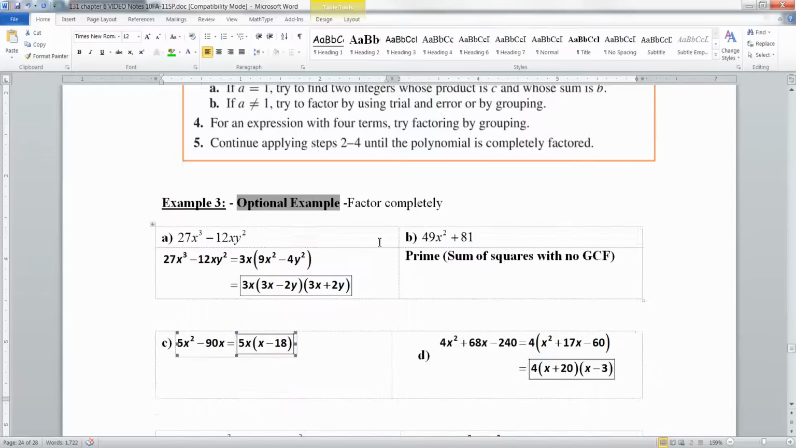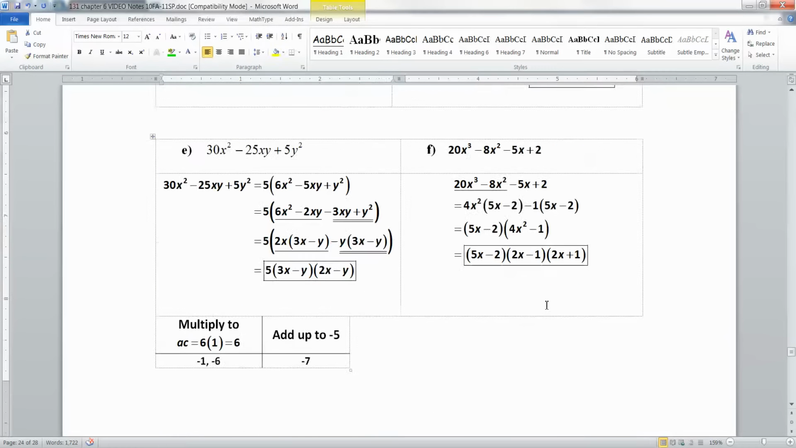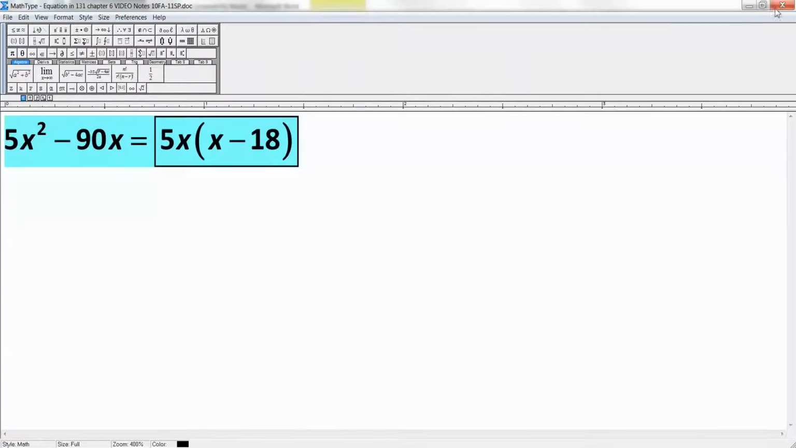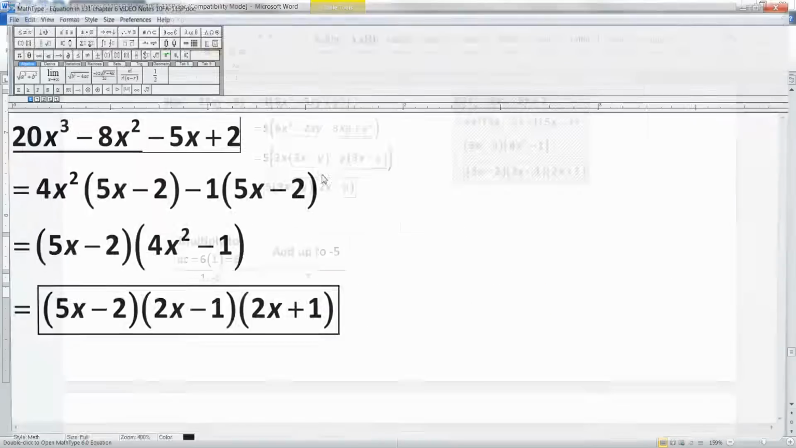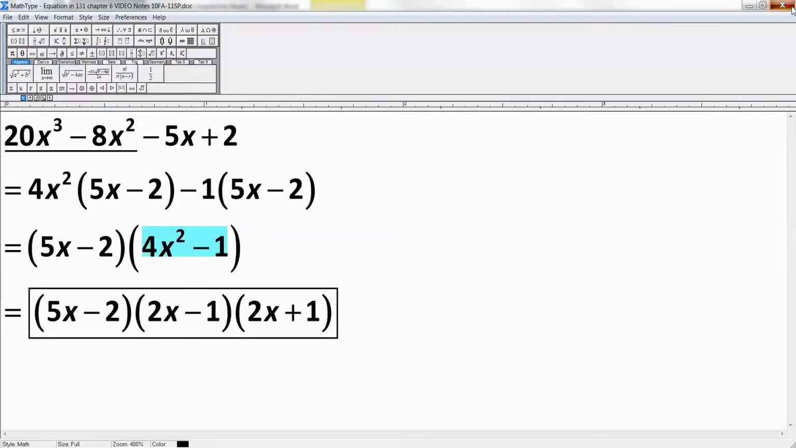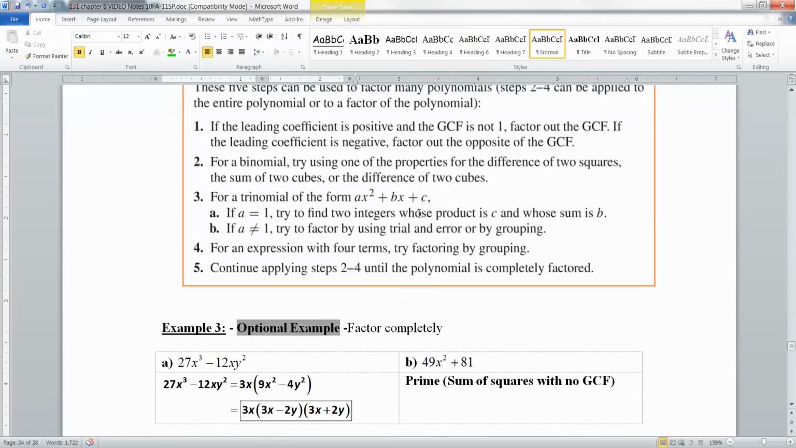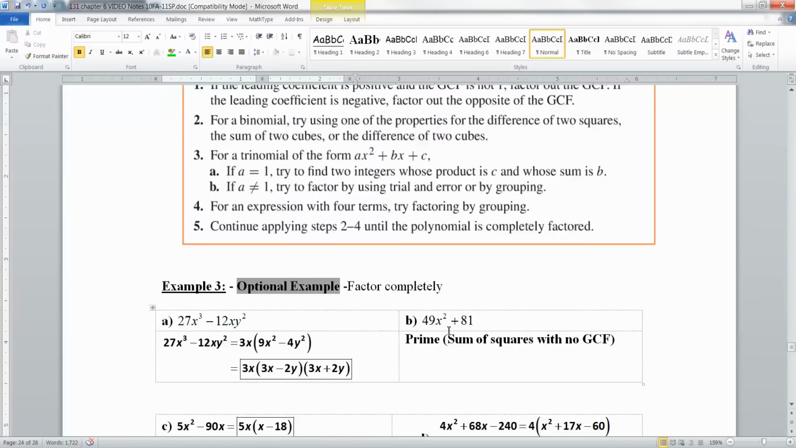Step 2, if it's a binomial like these 2 were, or like this one was right here, this was a binomial, but it ended up being even easier than a binomial, or like this one right here with the 4x squared, that's a binomial, then you have to do either sum of squares, difference of squares, sum of cubes, or difference of cubes. Remember, sum of squares is prime, as long as there's no GCF.